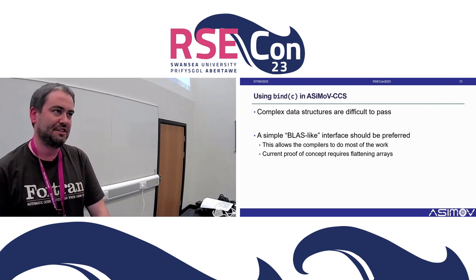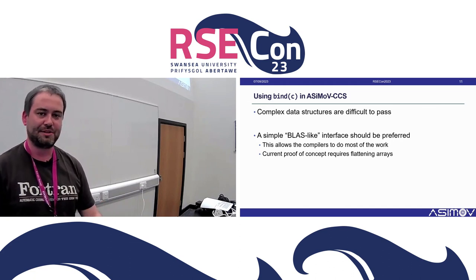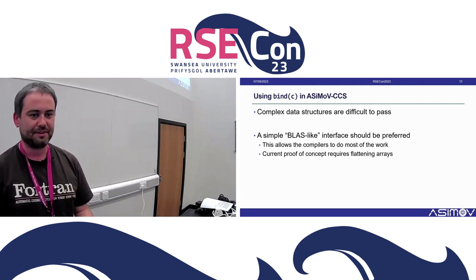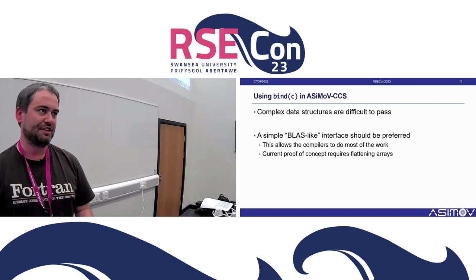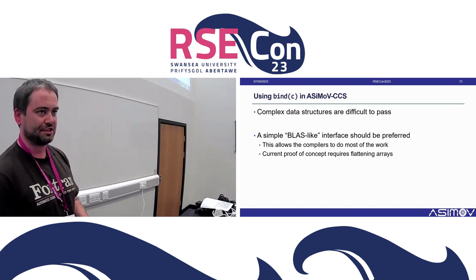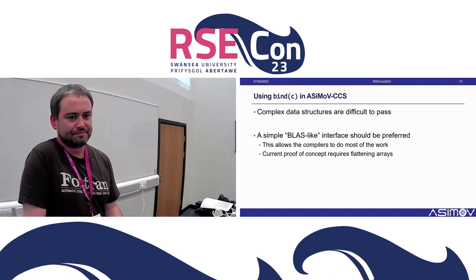So one of the issues with this is that in Fortran, you have quite different memory models. So if you want to pass complex data structures back and forth, you need to take care of all the data marshaling. So the advice we were given is if you keep it to a fairly simple interface that looks sort of like a BLAS, so everything's either a number or just a one-dimensional array, then that means the compiler can do most of the work for you. And it greatly simplifies the implementation.